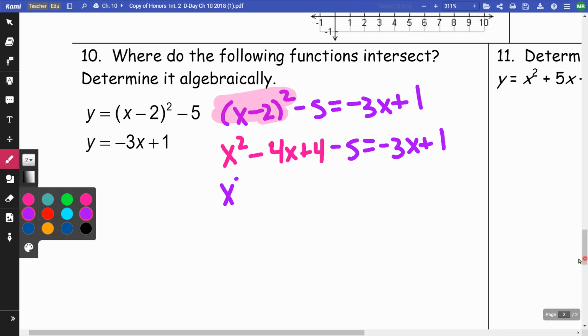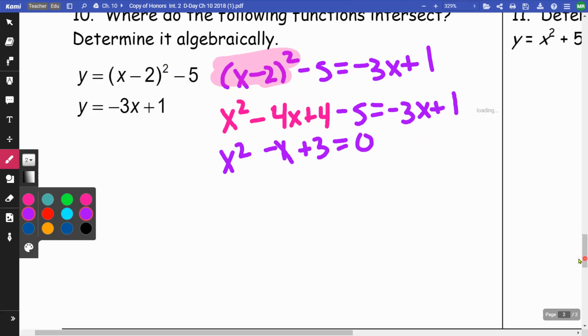So I'm going to keep my x squared on this side. I'm going to add 3x to both sides, so I get a negative x. I am going to minus 1 from both sides, so I get a plus 3 equals 0. And then for this, we can try to think of things that multiply to 3 and add to a negative 1, but I cannot. So I'm going to use quadratic formula.